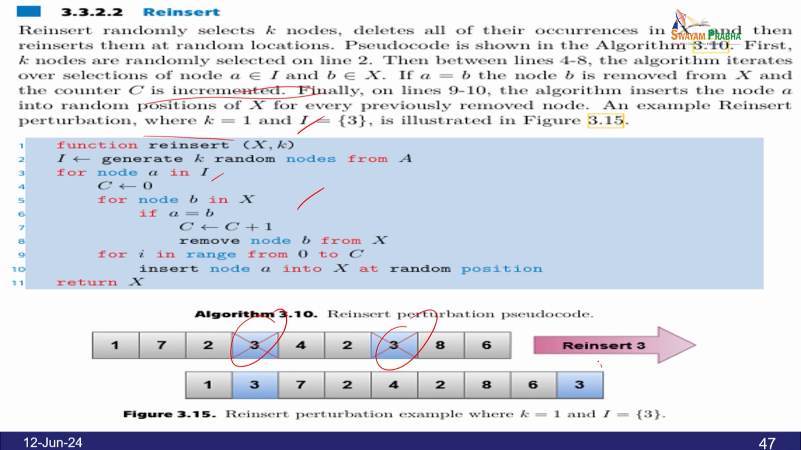7 to 4 like that, and finally we can do that. So, if we use this pseudocode, we can easily do the process of reinsert. So, reinsert perturbation example: k equal to 1 and I equal to 3.